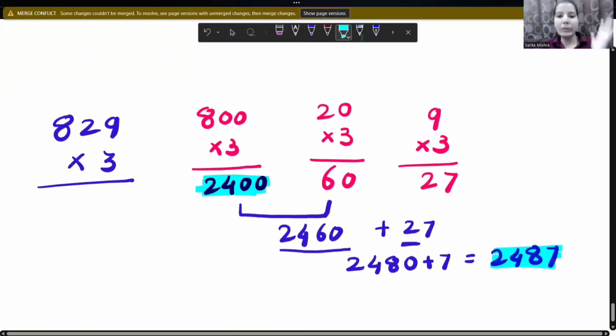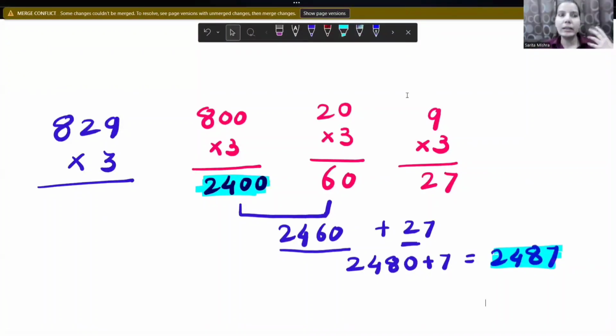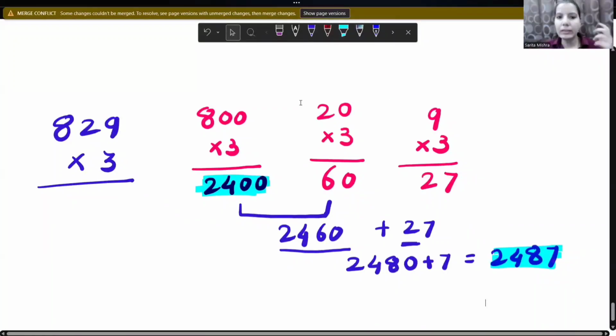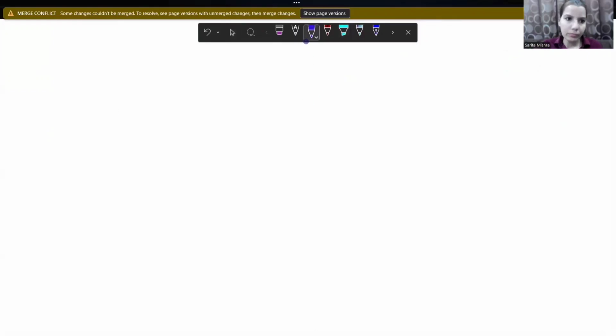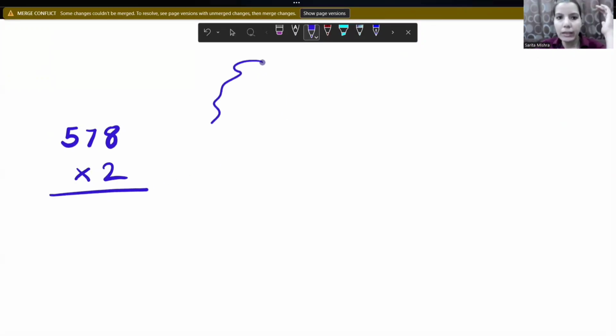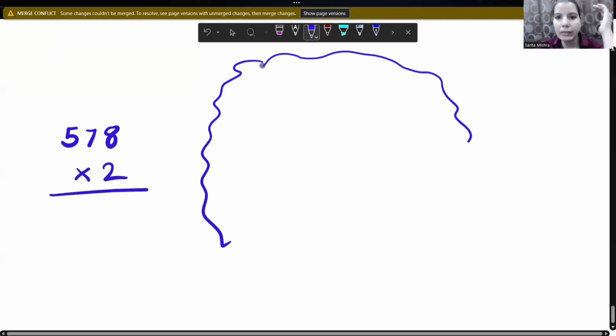Got it? And do one more thing here. Don't think a lot of steps in your mind. Just look at the number and imagine in your mind. Let's say one more example. We have to do 578 times 2. So just think in your mind. So let's see how we will do this in our mind, so that we can get the answer.